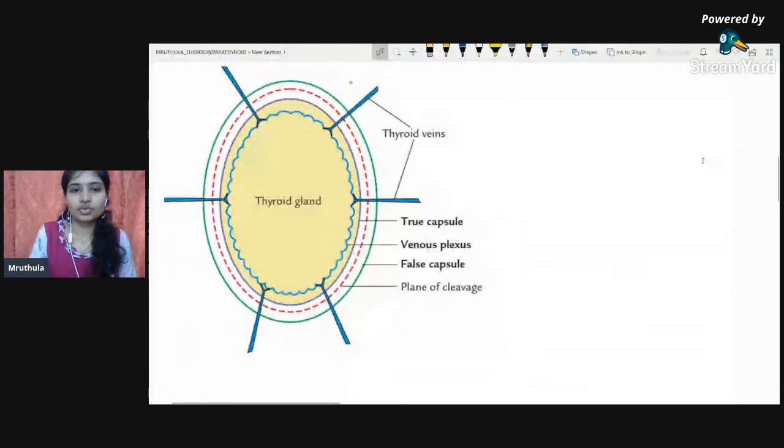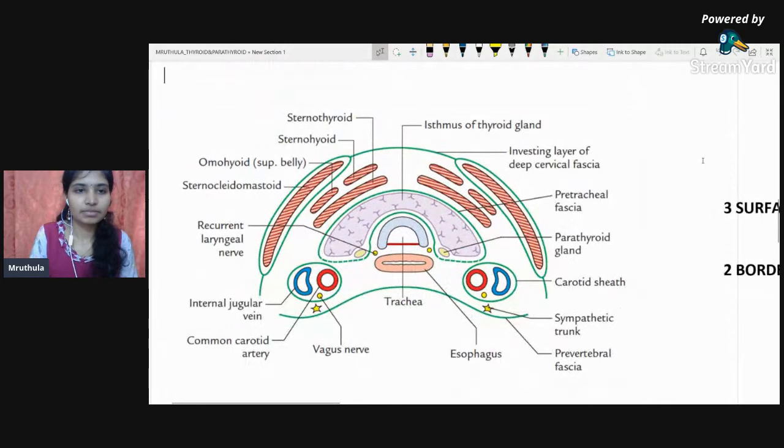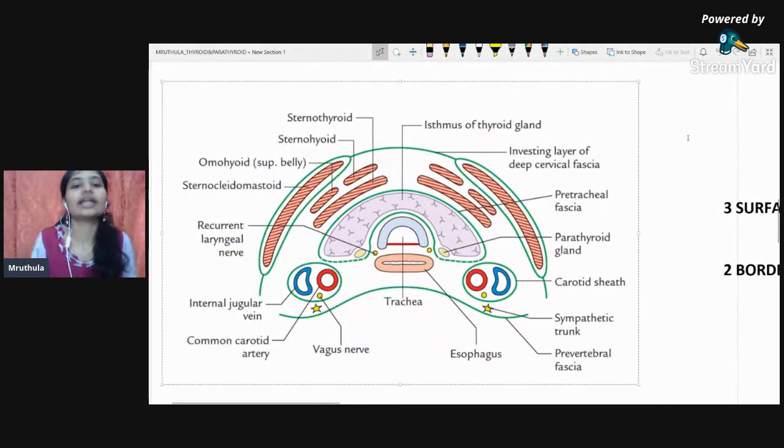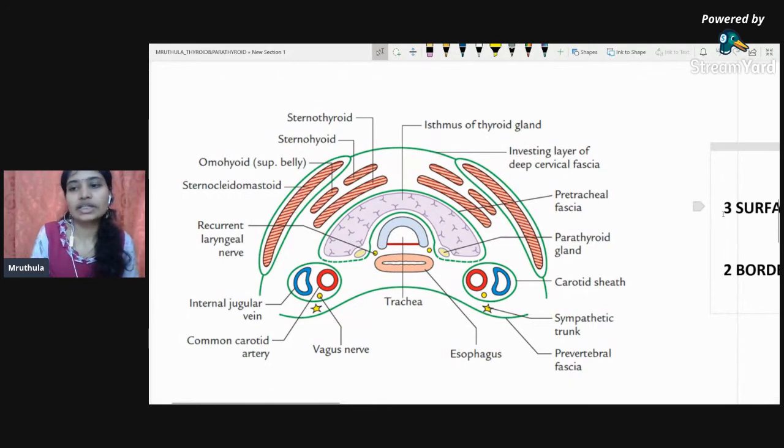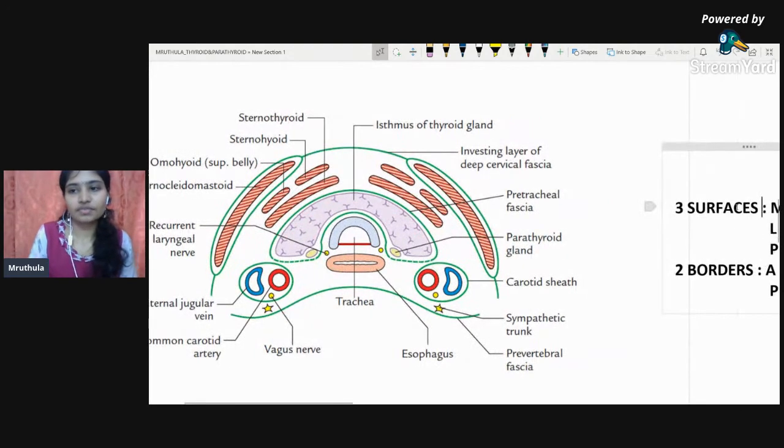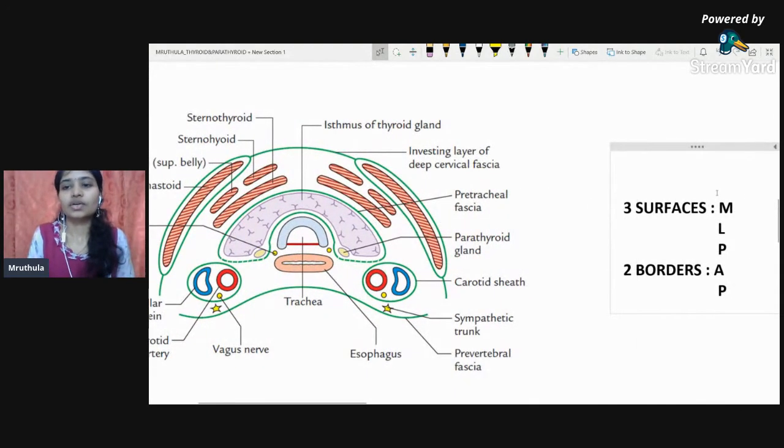And then coming to the next aspect of the thyroid gland. Now we have seen the structures, the basic parts of the thyroid gland. Now we will see the surfaces and borders of the thyroid gland. Then with respect to that, we will learn about the relations of the thyroid gland. There are two important parts, the two lateral lobes and an isthmus. So first we will see the surfaces, borders and everything about the lateral lobes.